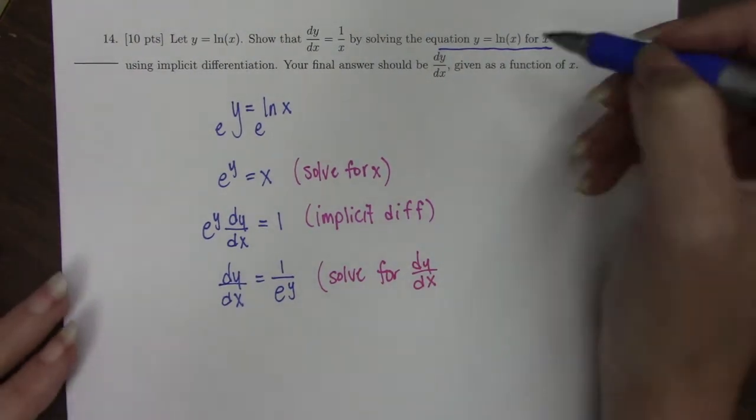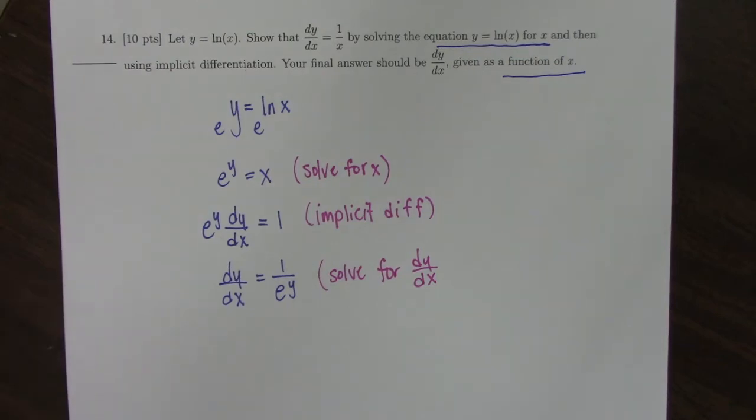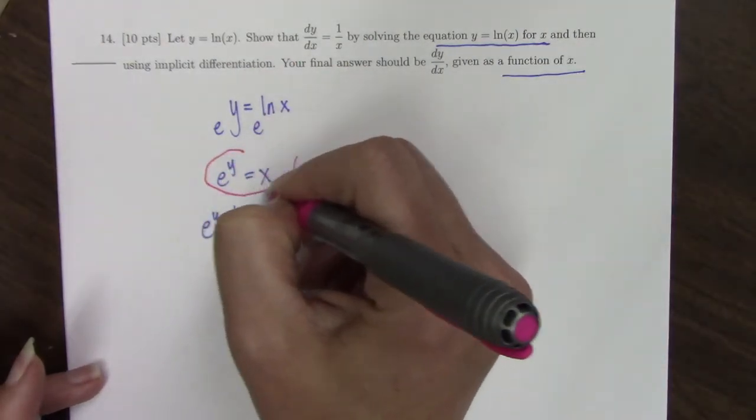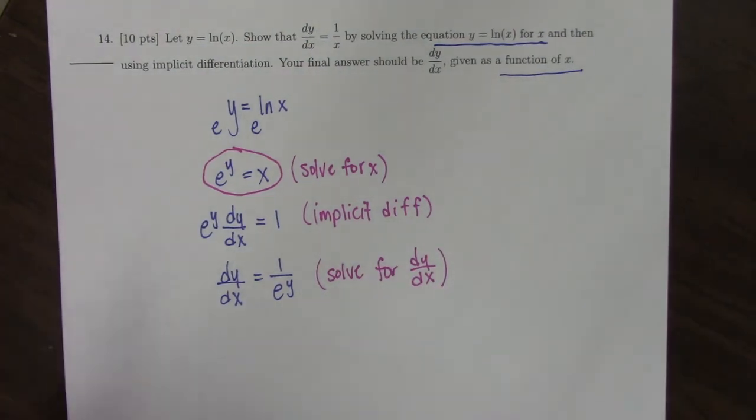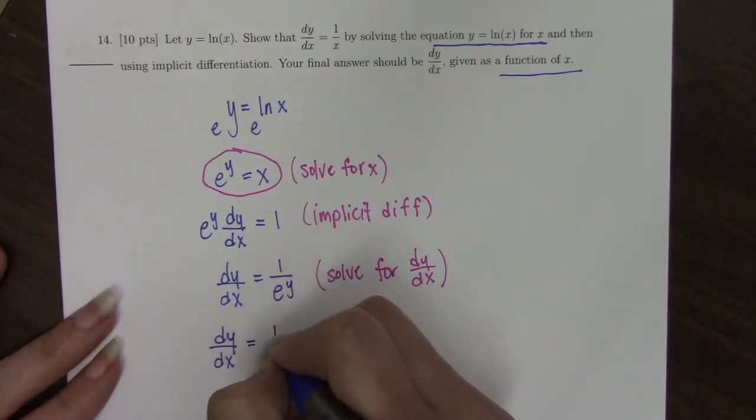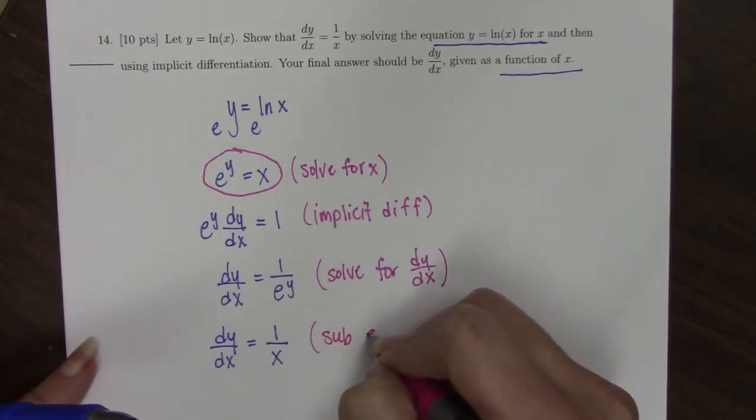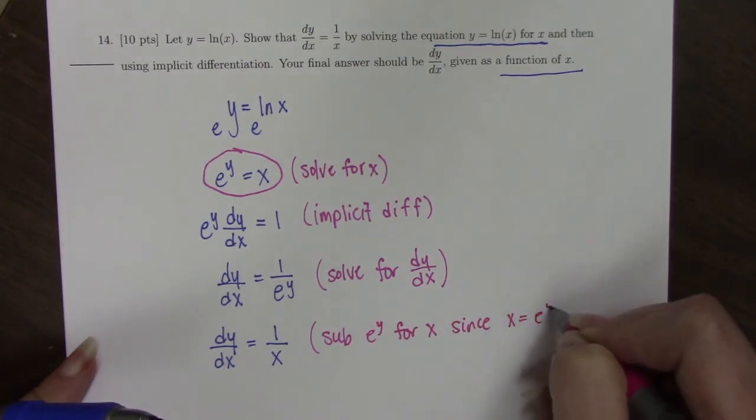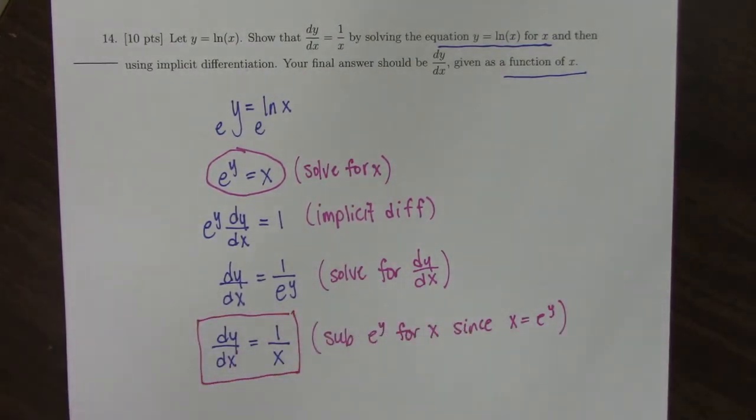But we were told that our final answer should be as a function of x. So we need to now rewrite this as a function of x. If we go back and look at our previous work, we actually have an expression for e to the y, and we know that it equals x. So that means I can replace e to the y with x. So here we sub x for e to the y, since x equals e to the y. Once you're here, you're done, and we got the derivative as desired.